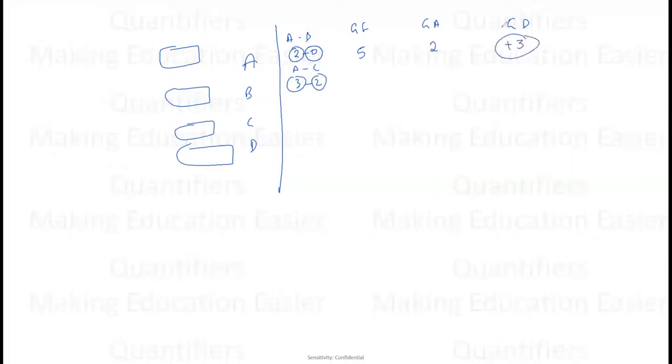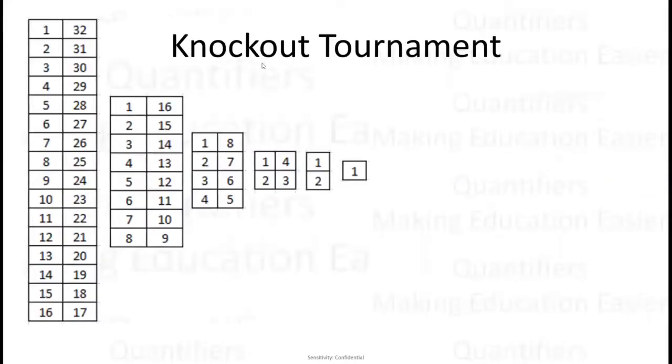The team with better goal difference qualifies in the case of tie. Right? In the case of tie, the team with better goal difference always qualifies. This is also something we need to keep in mind. Okay. Now let's see the question.